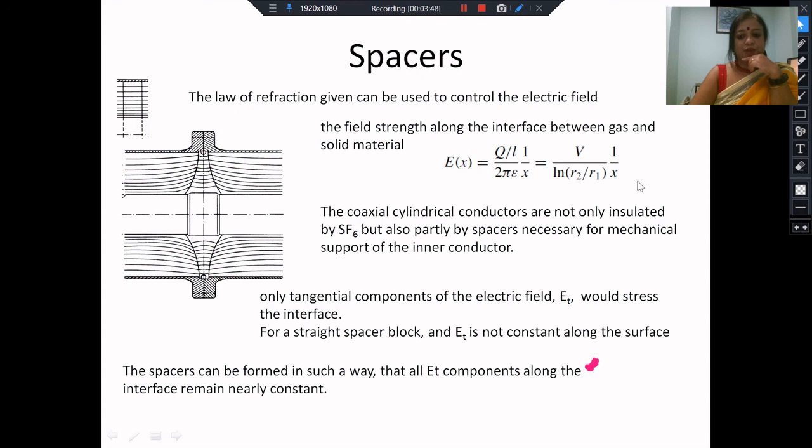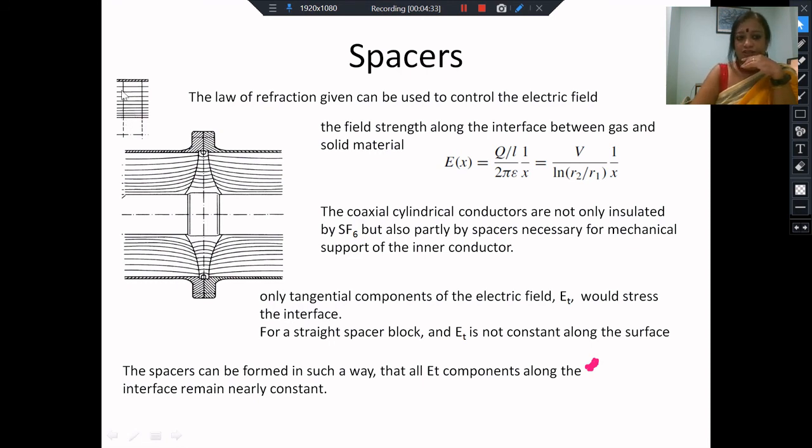because E varies as 1 by x, along the surface of the spacer you would experience an electric field. And at the interface, the electric field of consequence would be the tangential electric field, the tangential field along this region. And this tangential electric field would not be constant along the surface of the spacer because the equipotentials are not uniformly spaced. The equipotentials become further and further apart as we go towards the enclosure, and they are spaced close together near the conductor.